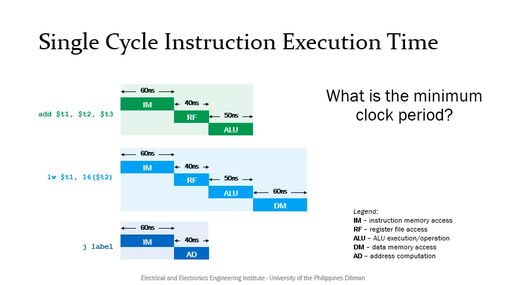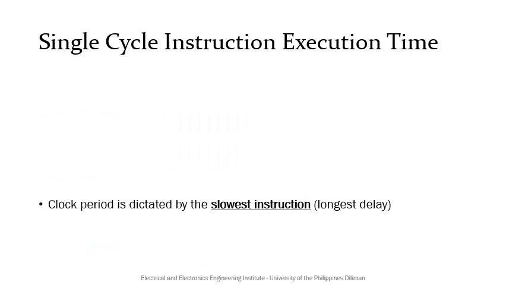The question is, what then is the minimum clock period which will be the safest to use for the single cycle data path? Do we go for 150, 210, or 100 nanoseconds? To answer that question, we must remember that the clock period for single cycle data paths is determined by the slowest instruction, or the instruction with the longest delay. In our example, the longest delay is 210 nanoseconds for the load word instruction.